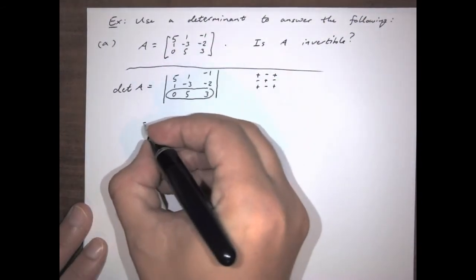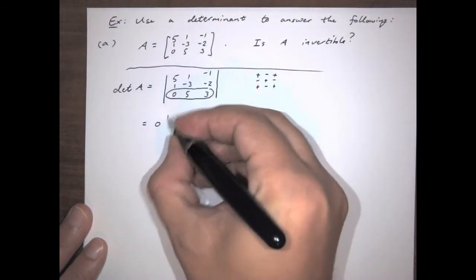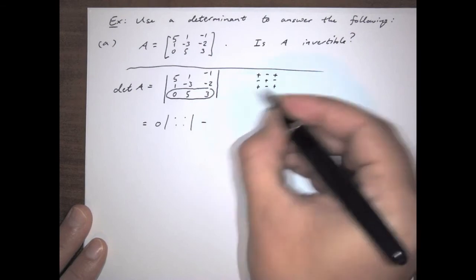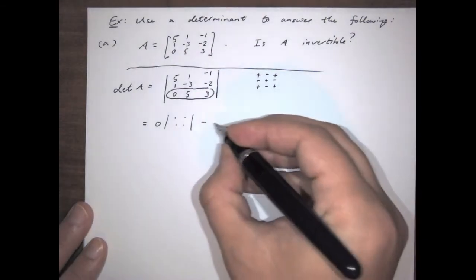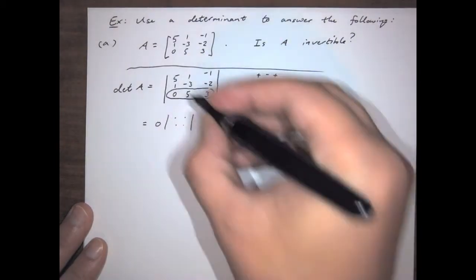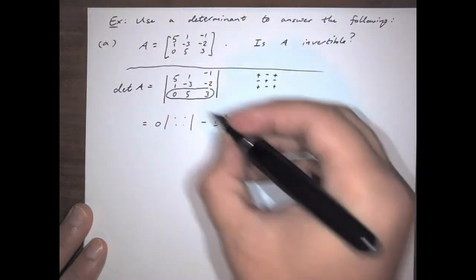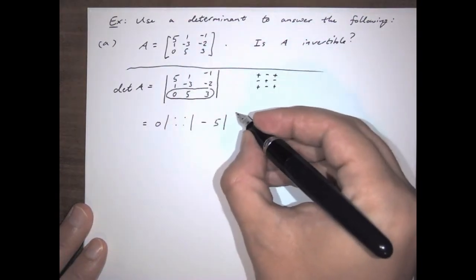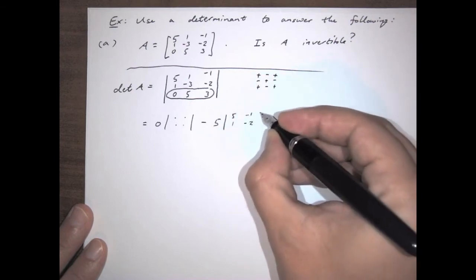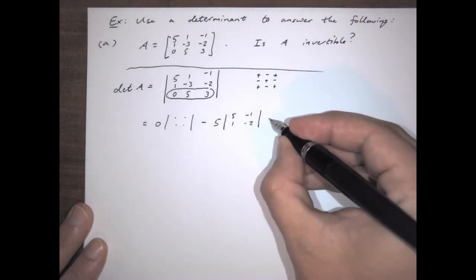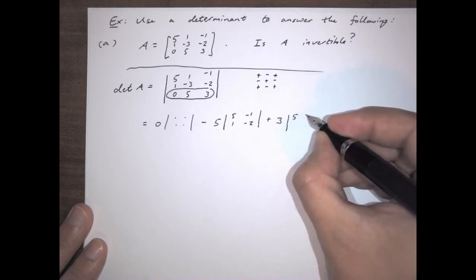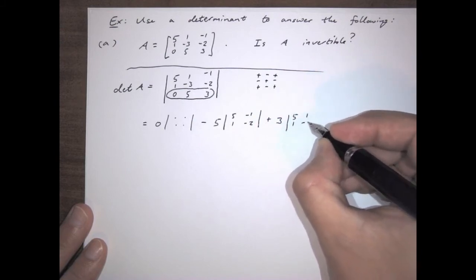Now, what this is going to be then is 0 times whatever it is, doesn't matter to us, and then minus, because the checkerboard says so, 5 times, and now what we do is we take the entries of the submatrix that we get by deleting column 2. So it's going to be 5, 1, negative 1, negative 2, and then plus 3 times, and now the submatrix is 5, 1, 1, negative 3.